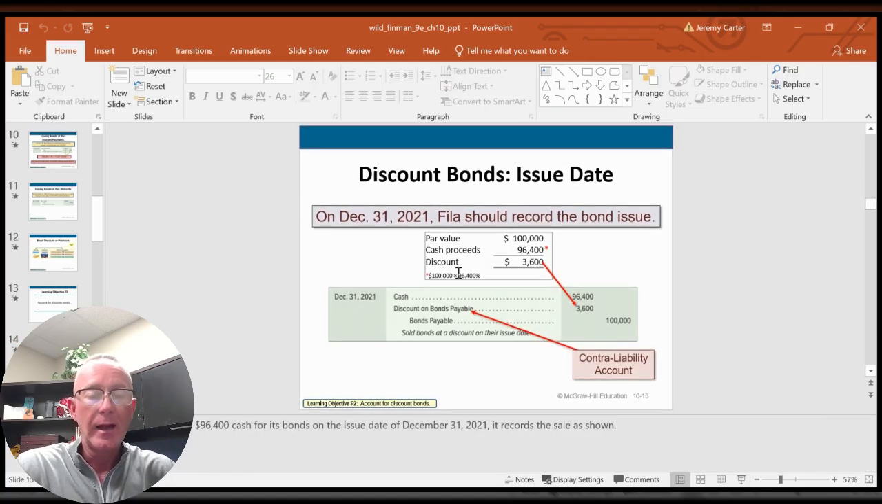I said all the way through 241, I'm going to continue to say it now: start with what you know. I know I got 96.4 in cash, and I know I have to pay back the bond payable of the full amount. That does not change whether I have the face value, the par value, a premium, or a discount. This difference here is my discount. The discount is only going to be on our debit side, and our premium is going to be on the credit side.